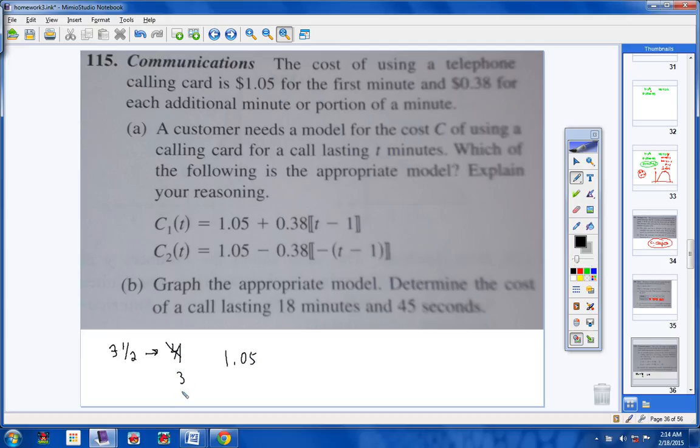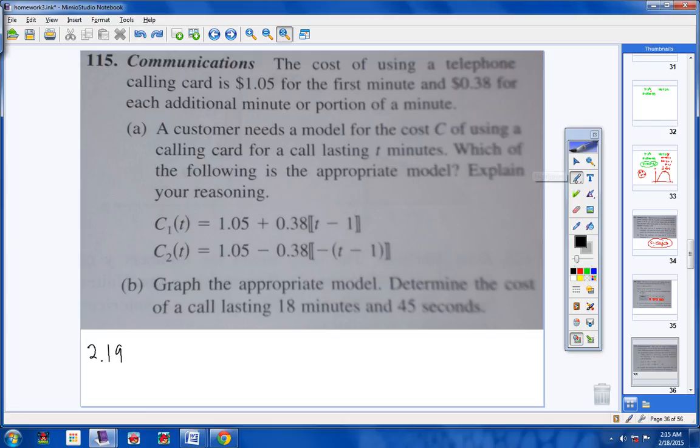The first minute was $1.05. These three remaining minutes cost 38 cents each, which would be what? 24 carry to $1.14. So when you add it all up, you get $2.19. Okay, $1.05 for the first minute and $1.14 for the next 3 minutes. So when I talked for 3.5 minutes, it cost me how much? $2.19. Okay. When I talked for 3.5 minutes. Now, let's put 3.5 in each one of these models and see if we get $2.19. And you're going to see this one doesn't work and this one does, but let me show you, okay?